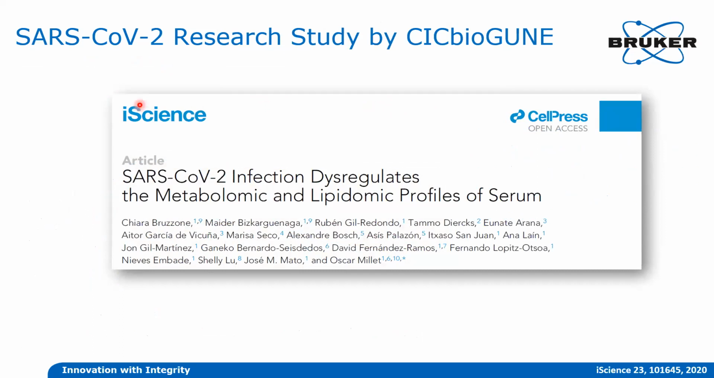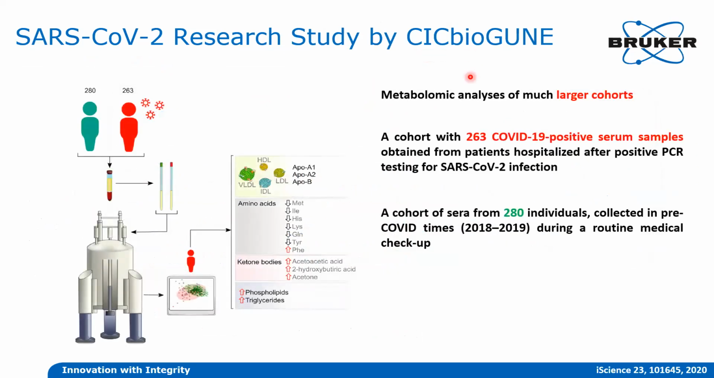So then another research paper was published by this group, by CIC bioGUNE. In this paper, they tried to analyze NMR metabolomics in a larger cohort. In this study, they recruited 263 COVID-19 patients, took the serum, and compared it with the serum of 280 individuals from the pre-COVID time, using statistical analysis. So they wanted to see whether it can show the clear manifestations of the disease.